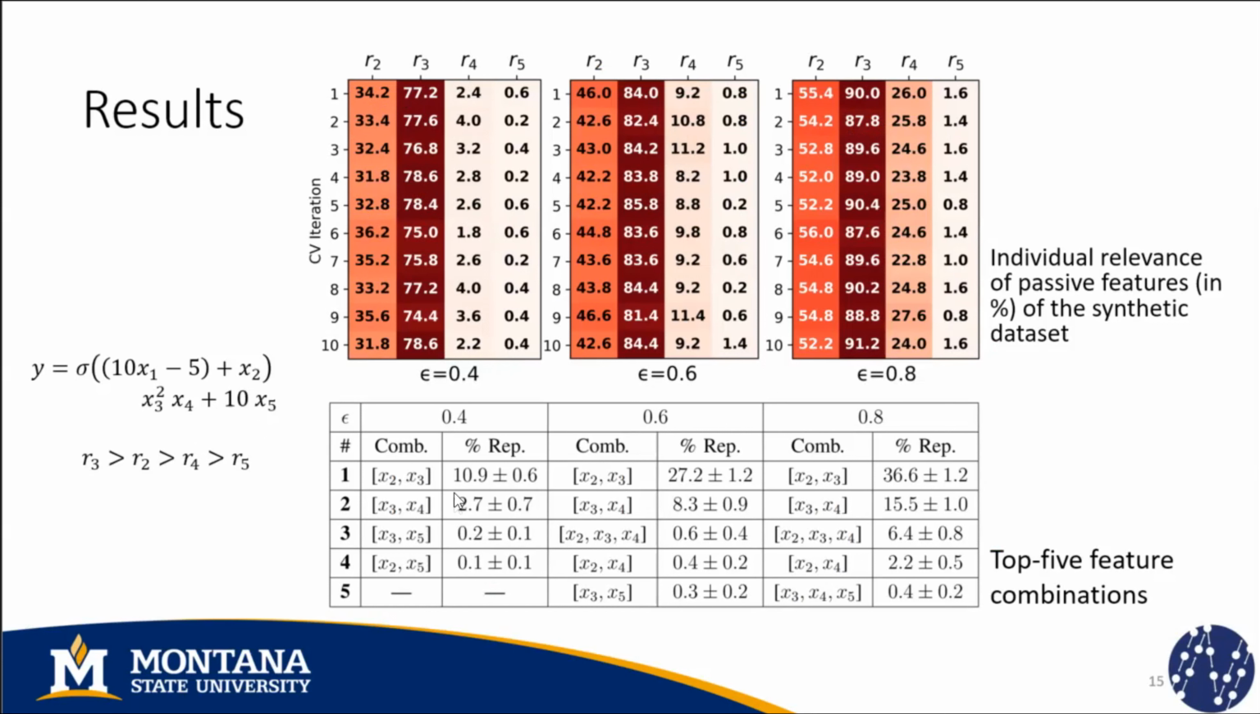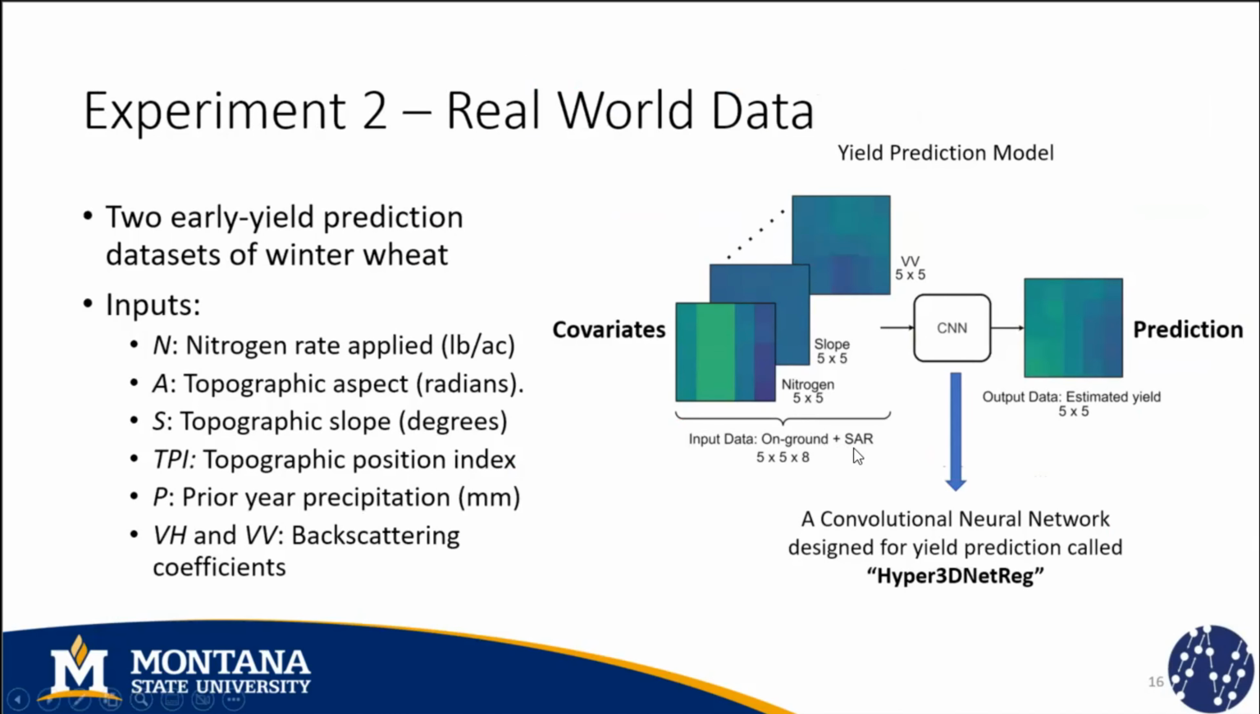Finally, this table shows that the most effective feature combination is x2 and x3, followed by x3 and x4 for the 3 cases. For our second experiment, we used real-world data, specifically 2 early yield prediction datasets of winter wheat. These are the inputs.